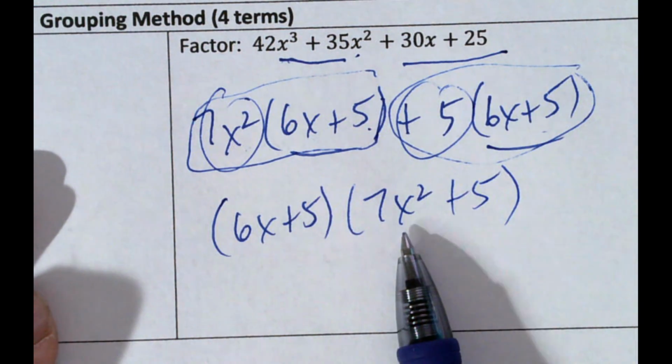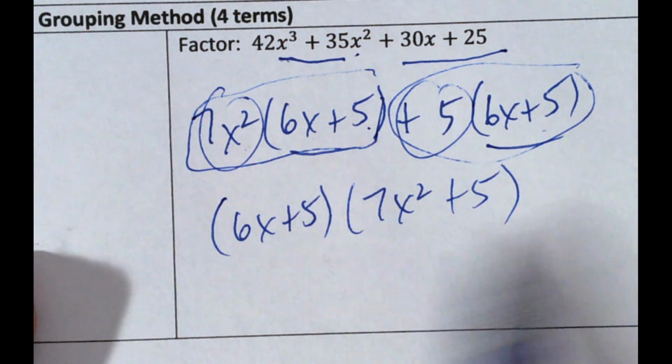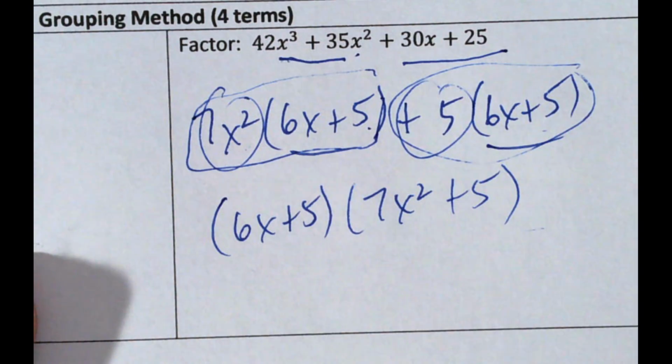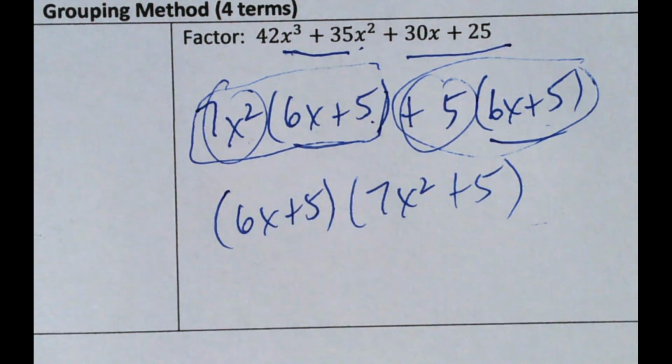Again, 7 is not a perfect square, so don't bother checking anymore. It's done. That is the answer. And that was day 2 of factoring.